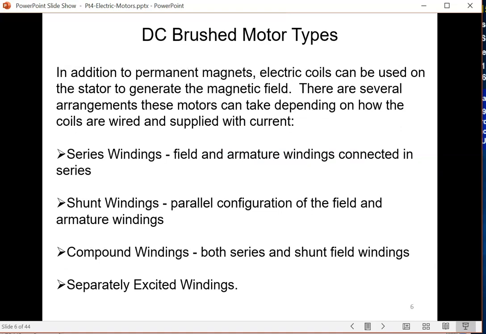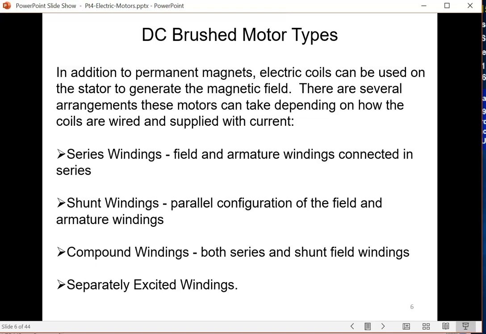Now, you need two parts of an electrical machine for it to work: the rotor with the armature winding, and the stator with either a permanent magnet or electrical coils called field winding. If you use field winding rather than permanent magnets, then there are different ways to control the electrical motors, or the DC brushed motors.